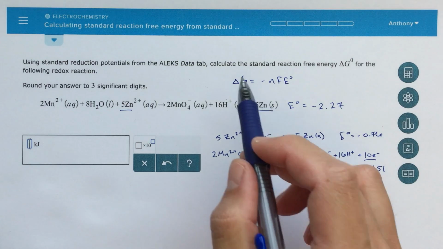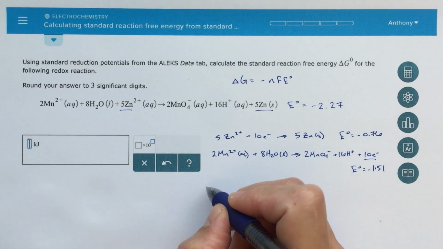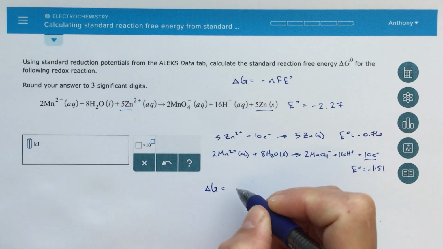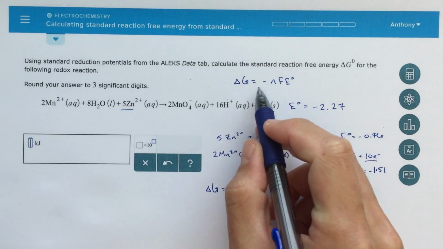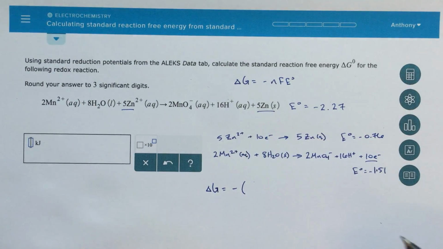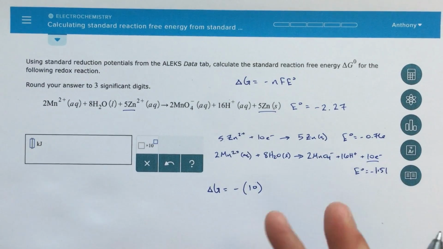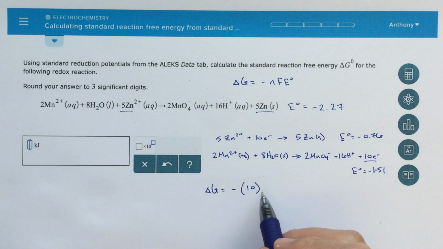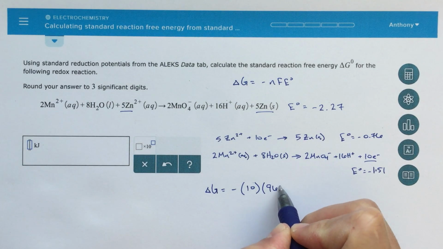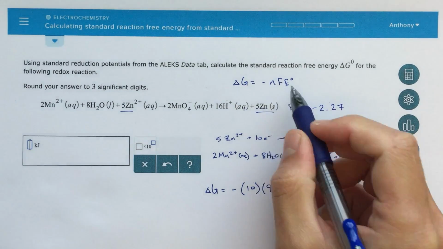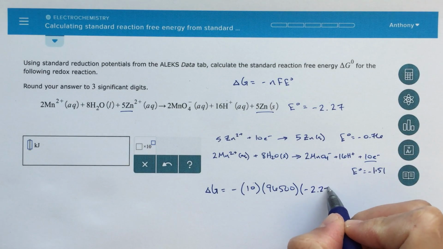So now I'm ready to apply this delta G equation. What this equation is telling me is that if I take minus n, where n is the number of electrons again, so in this case that's going to be a 10, the number of electrons that's moving back and forth in the balanced chemical equation. So that's going to be a 10. Faraday's constant is 96,500. And then my E will be minus 2.27.